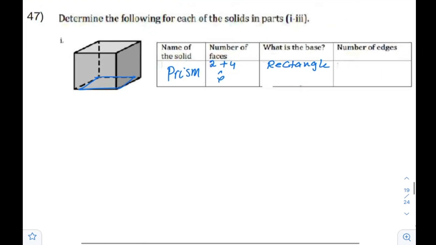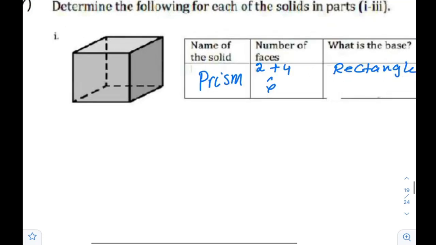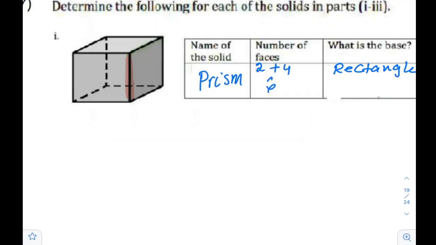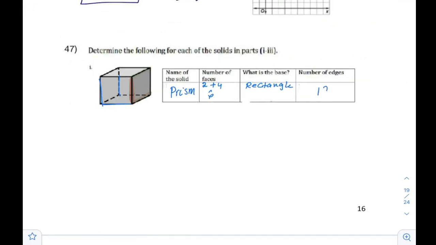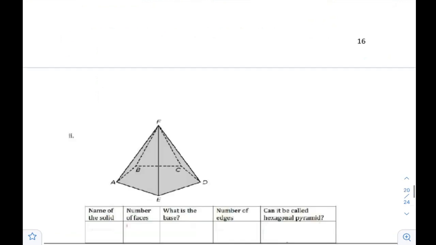What is the number of edges? How many edges do you have? What are the edges? An edge is formed by the intersection of two faces. This is an edge. This is another edge. This is an edge. So if you count them, 1, 2, 3, 4, 5, the number comes to 12 edges. 12 edges. You even have to count the back ones.